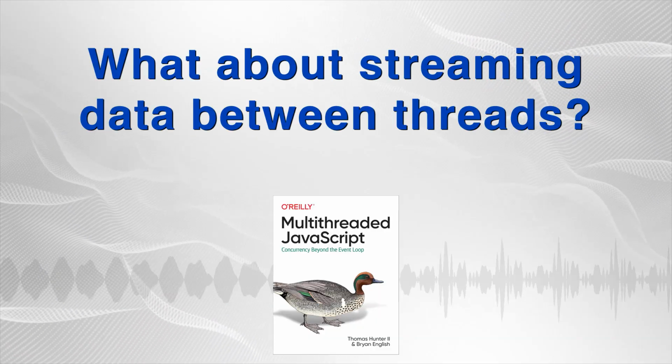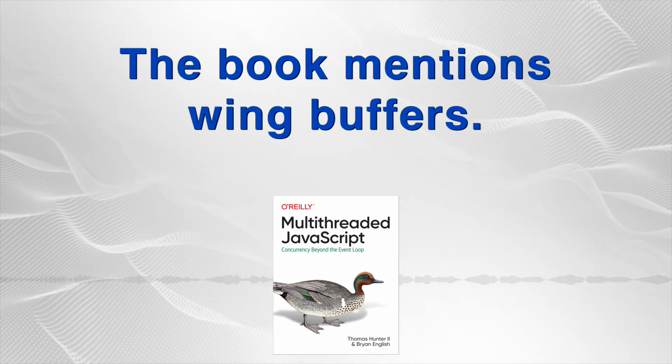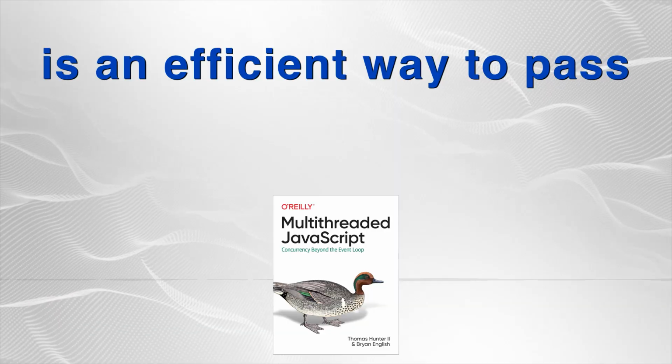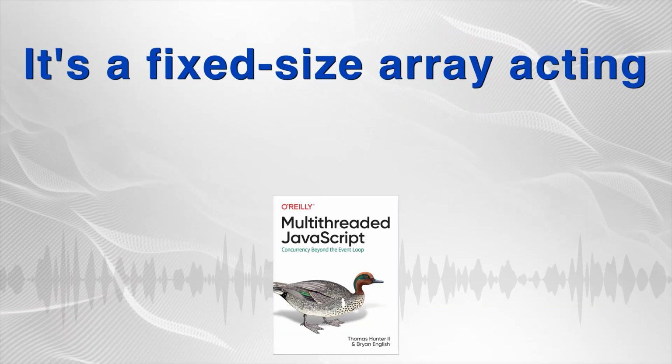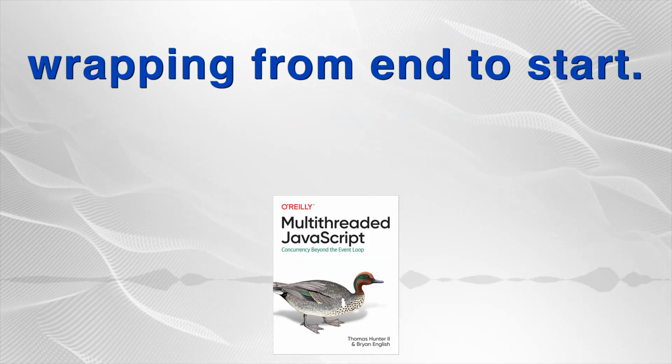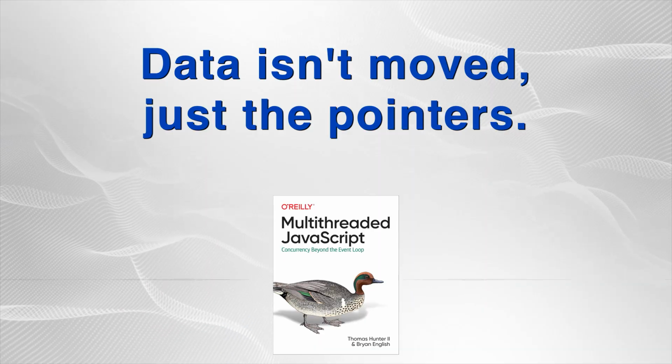What about streaming data between threads? The book mentions ring buffers. A ring buffer, or circular buffer, is an efficient way to pass data. It's a fixed-size array acting like a queue. Head and tail pointers move around, wrapping from end to start. Data isn't moved, just the pointers.